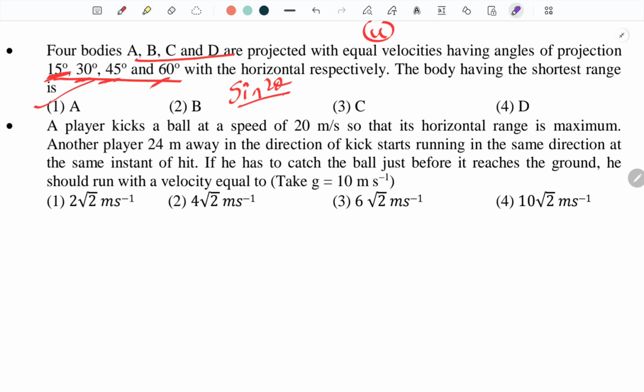What does the next question tell? A player kicks a ball with a speed of 20 meters per second so that its horizontal range is maximum.